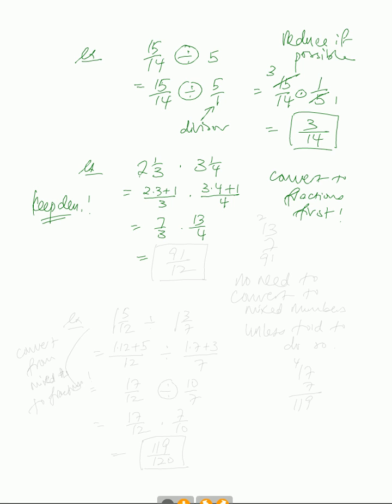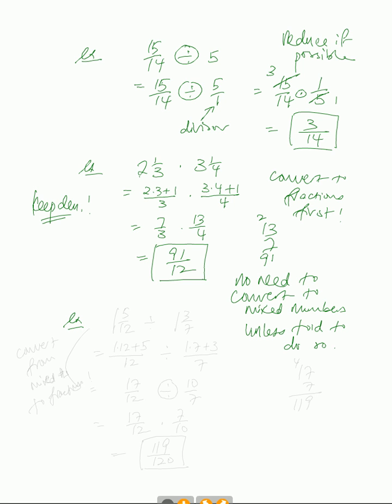So if there is nothing, you're going to multiply across. So 13 times 7, what is this? 91. So 91 for the top. And 4 times 3 is 12. And that's it. So it's alright to leave your answer as an improper fraction. There is no need to convert to mixed numbers unless told to do so. Unless the question says convert to mixed numbers if possible, otherwise you can stop.